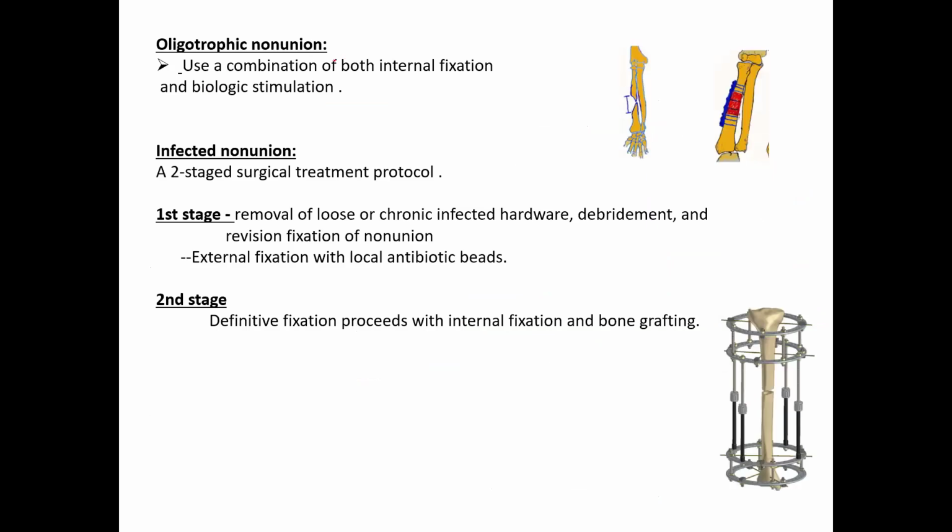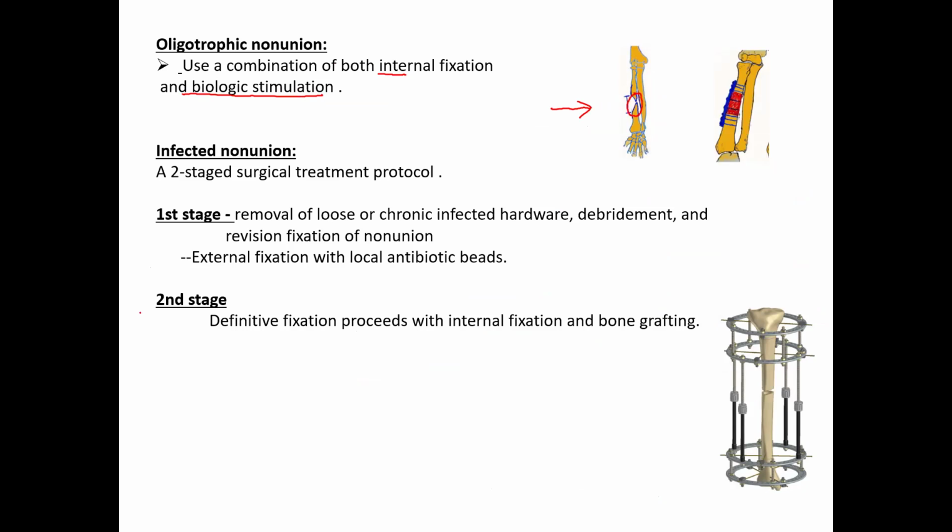Oligotrophic also, where internal fixation is already there, you need to use biological stimulation in the form of bone graft. So if you see here, this is the example of atrophic non-union. Here you see the gap is there, which is resorbed bone and pencil thin cortices. So what we need to do here is remove this part of the bone, then fill it with the bone graft and stabilize with the plate.